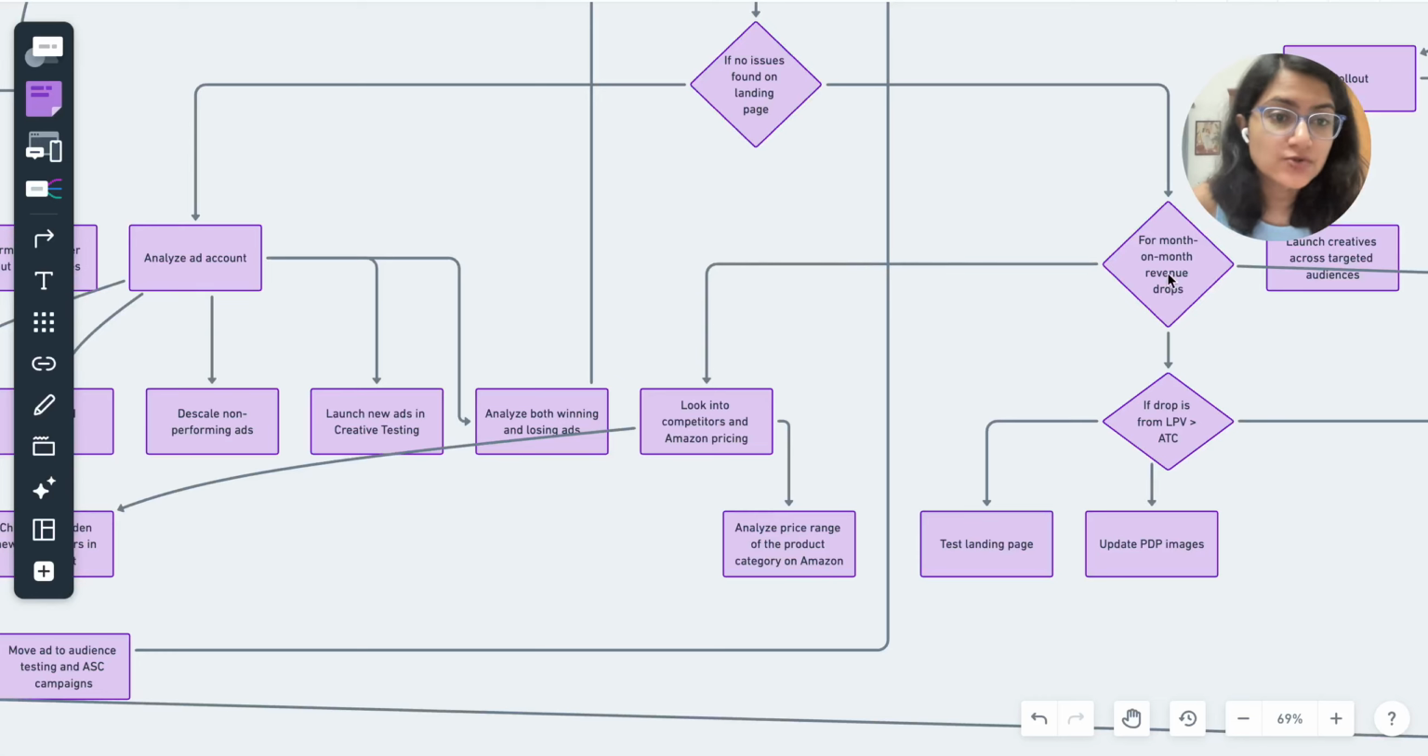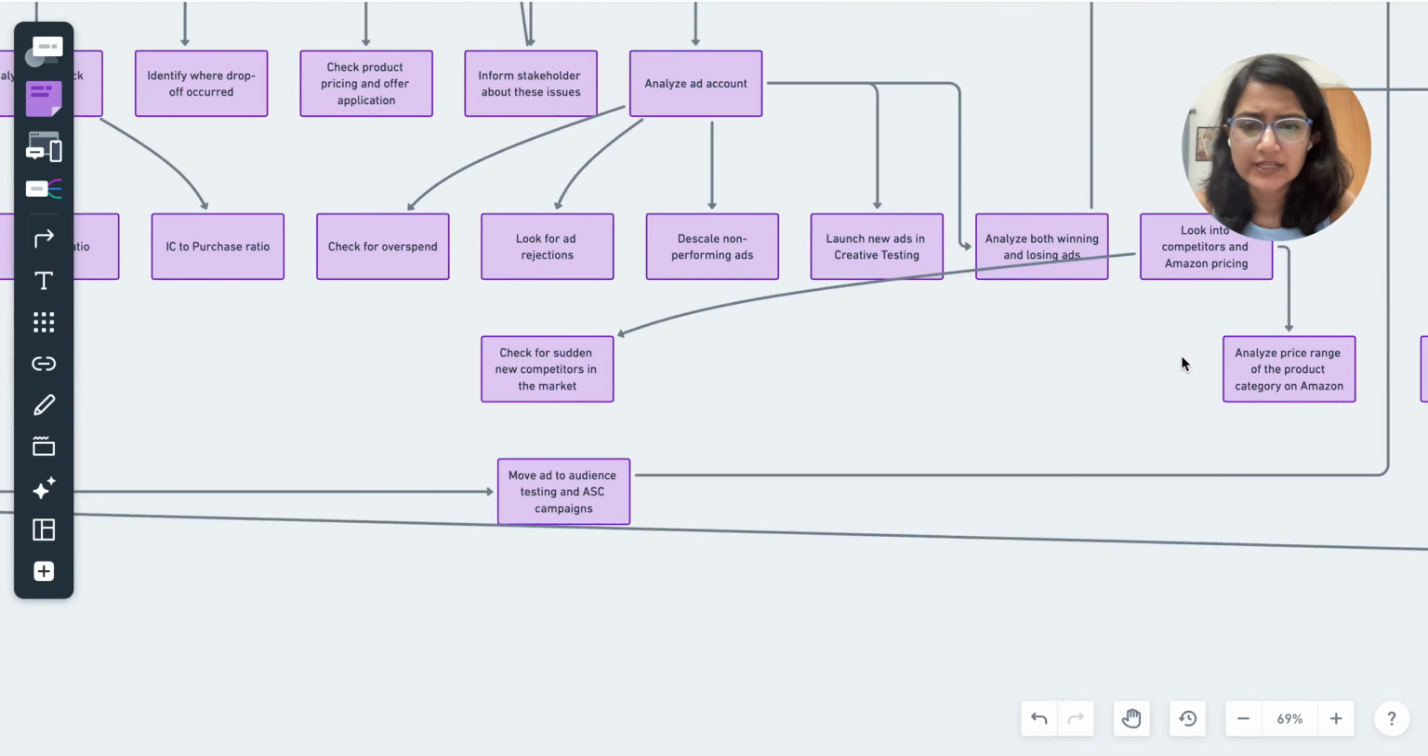Next, if you see that the drop of a particular product is month on month, like month on month the revenue contribution of your product is reducing, then look into Amazon. See if there is any particular competitor that has come in. Analyze the price range. You can use tools like Helium and see whether a certain new competitor is bringing the product in at a very low price point. This particularly happened to me. My product was a hair product, and it was a kind of market leader.